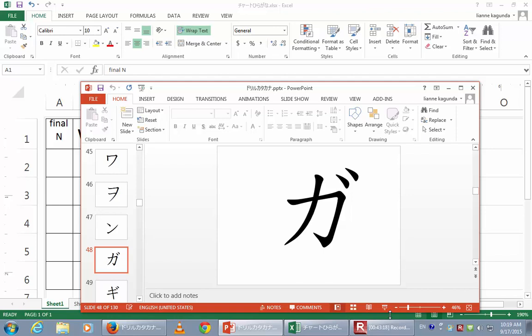Both of these are small tsu. What's with the small tsu? It makes it sound like Davido instead of Dabido. It makes the next consonant longer, the D on the end a little bit stronger.